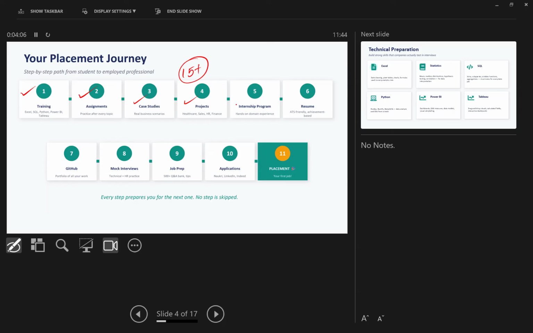And we also have the internship program. In this internship program, we are going to provide you an internship certificate with 1 year of experience, stating you worked in our organization as a data analyst intern. 1 year of certificate we are providing as part of the course. No need to pay any separate amount.